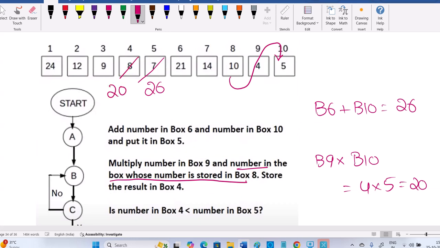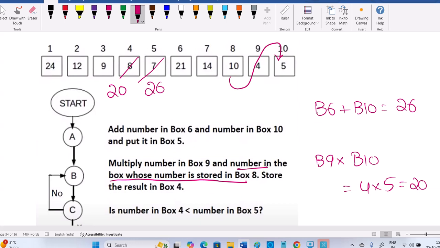Read that statement: the number in the box whose number is stored in box 8. The number in box 9 is 4, and the number in the box whose number is stored in box 8. In box 8, 10 is there. I have to go for box 10. The number in box 10 is 5.